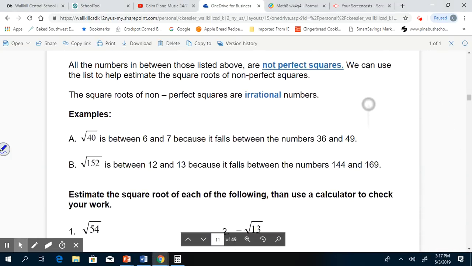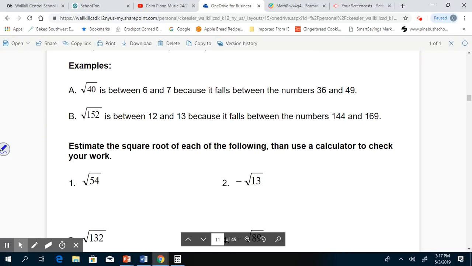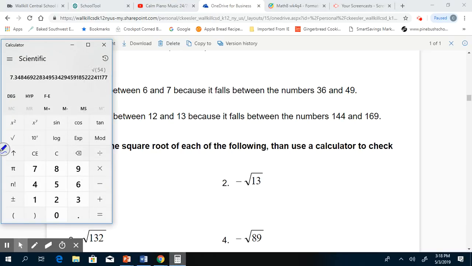So let's take a look at the examples here. For A, we have the square root of 40, which is between 6 and 7 because it falls between the numbers 36 and 49. So if you look up at your list again, 40 is between 36 and 49. The square root of 36 is 6. The square root of 49 is 7. Therefore, the square root of 40 should be between 6 and 7. And I can prove it. If I do the square root of 40, I get 6.3245 and so on, which is between 6 and 7.